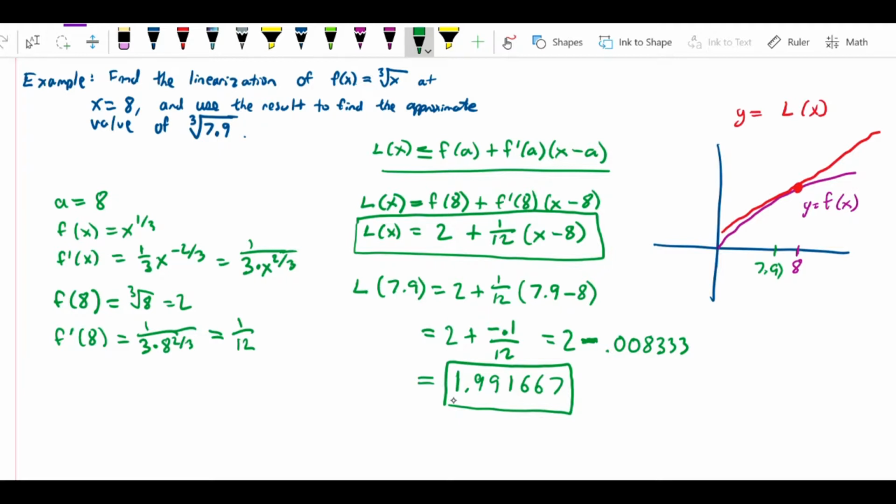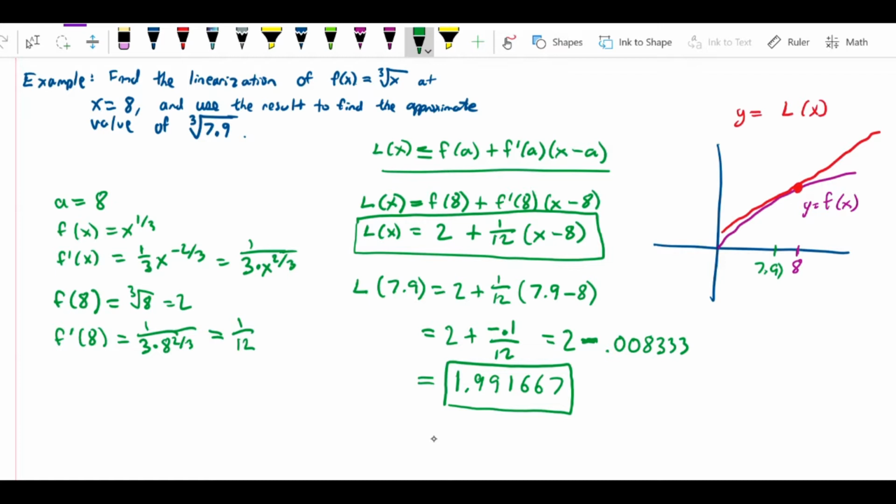And by the way, don't ask how many decimal places you should use. It'll be clear from any problem. Obviously, if this were a test, we would tell you how many decimal places to use. That's not really all that important at this point. So anyway, this is the approximate value of the cube root of 7.9.